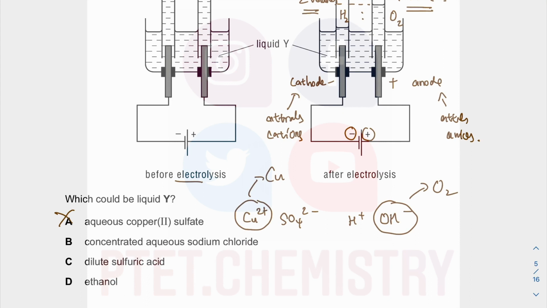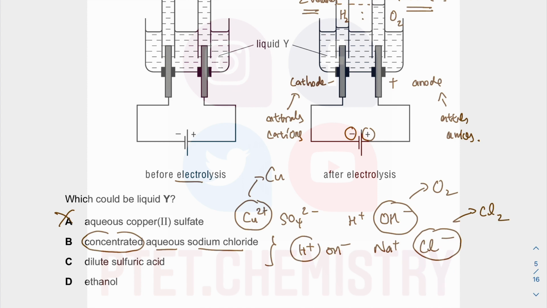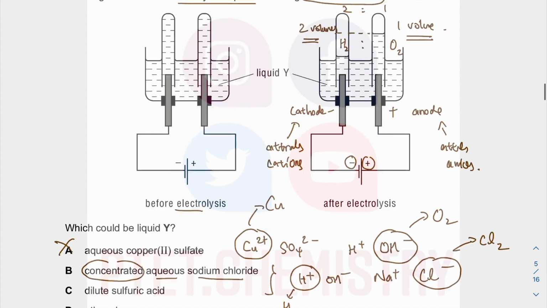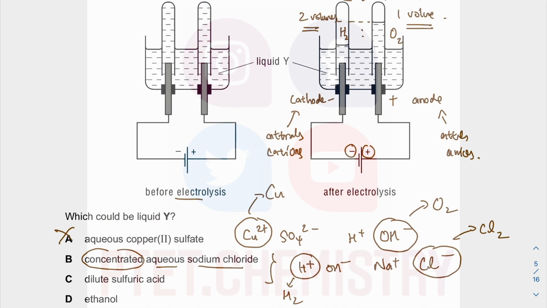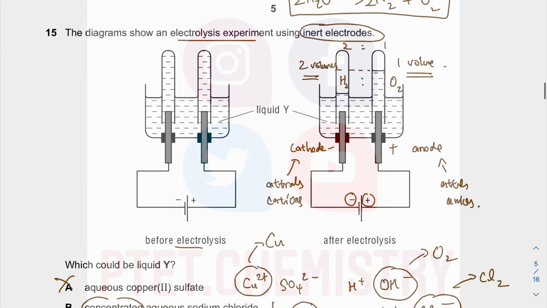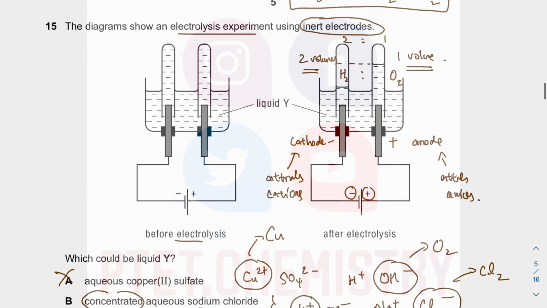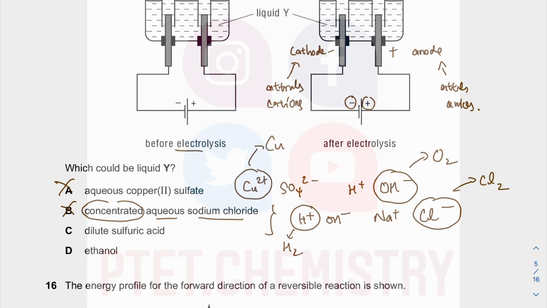When you have concentrated aqueous sodium chloride, what you get is H+ and OH- from the water, Na+ and Cl- from the NaCl. But because it is concentrated, you're going to favor the chloride going to chlorine, and the H+ going to H2. That is not what you want. What you want is oxygen, because otherwise if it is chlorine, it's not going to give you 2:1 volume. So that is not going to be correct as well.